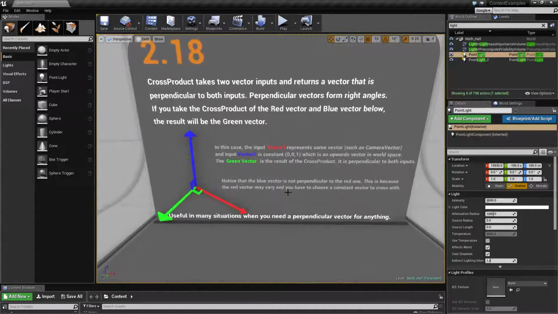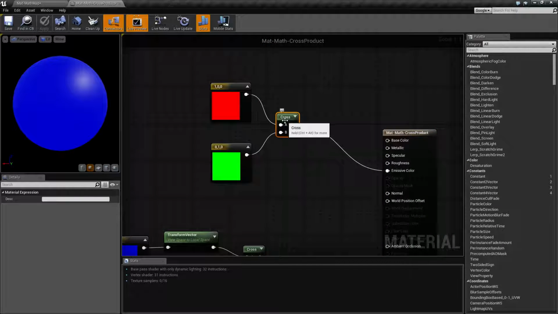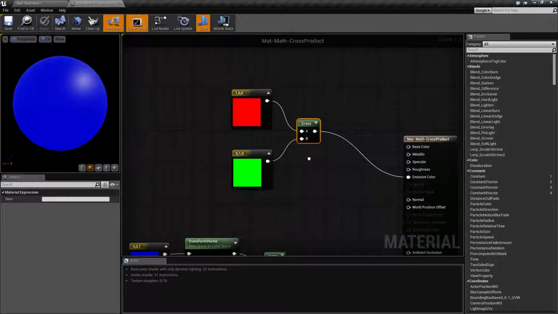Now, cross product, if you're going to use it, you're going to know you're going to use it. It's a vector math function, and it's got very specific uses. In terms of Unreal Engine 4, it's pretty simple. The cross product node has two inputs, the A and the B, and then outputs another output. You need to make sure when you're using the cross product, it's going to be two 3-channel vectors, because that's what it's expecting.